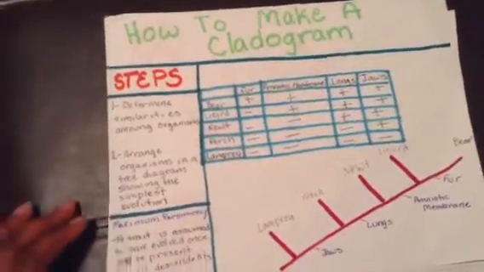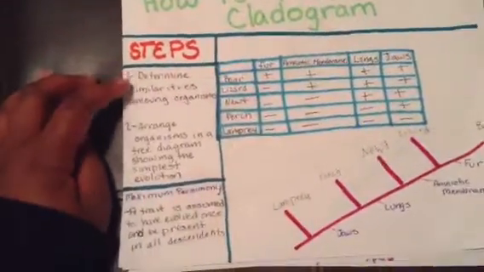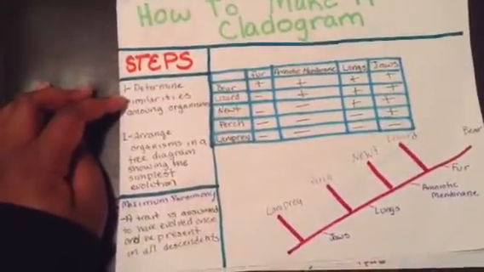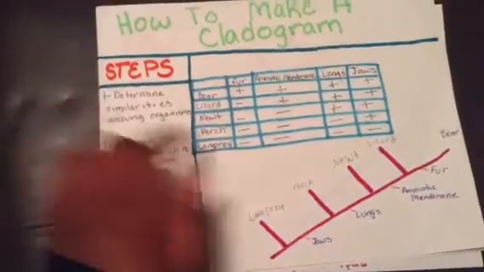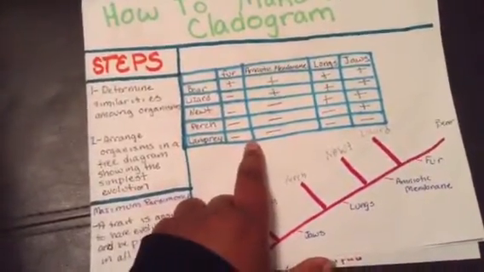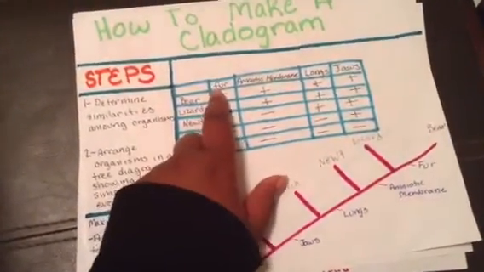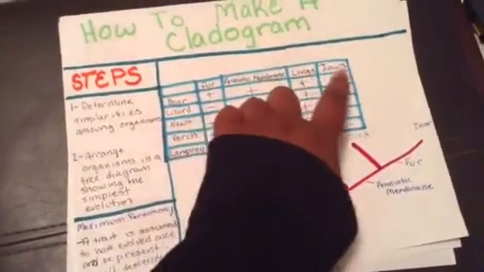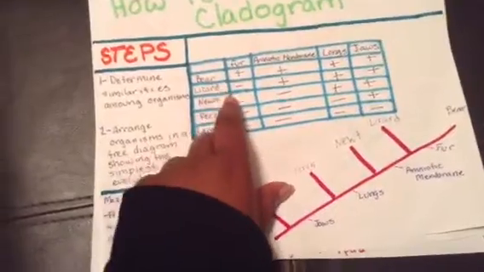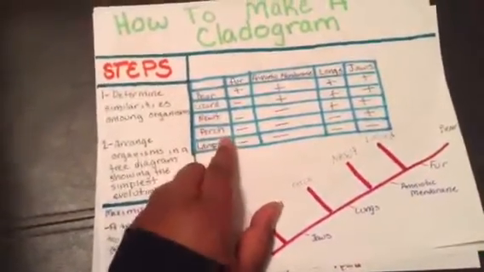How to make a cladogram. Here are the steps. Determine the similarities among organisms. This will usually be organized in a character chart. Our traits for our character chart are fur, amniotic membrane, lungs, and jaws, and our organisms are bear, lizard, newt, perch, and lamprey.